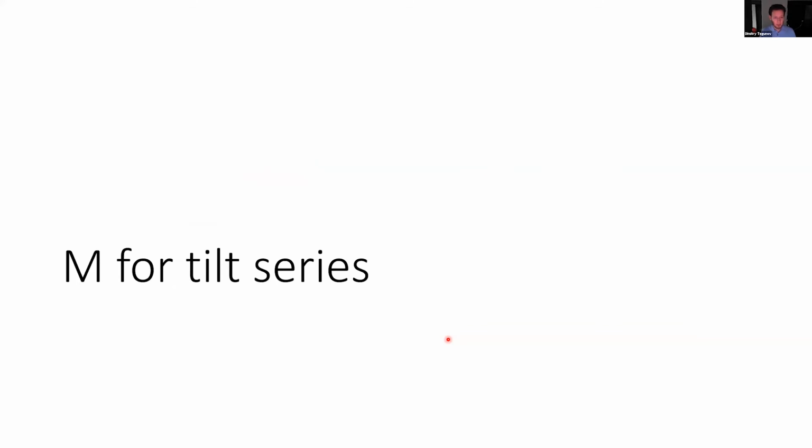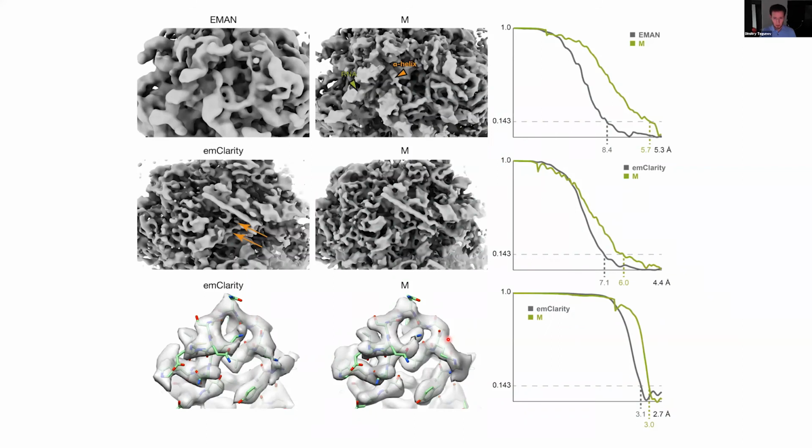Now, as promised, M for tilt series. This can use the very same features that you already saw for the frame series data, but now it's applied to tilt series. The first thing we did, we benchmarked M's tilt series performance on some datasets that were already processed with the currently best solutions, such as the latest EMAN version and EM Clarity. And in all of these cases, M, I would say, did quite well compared to the previous results.